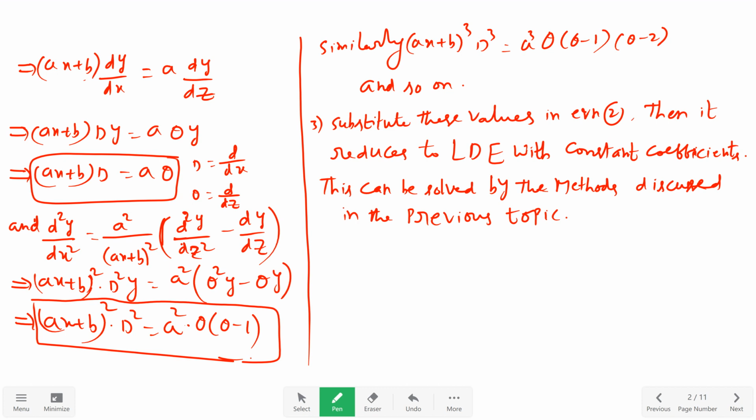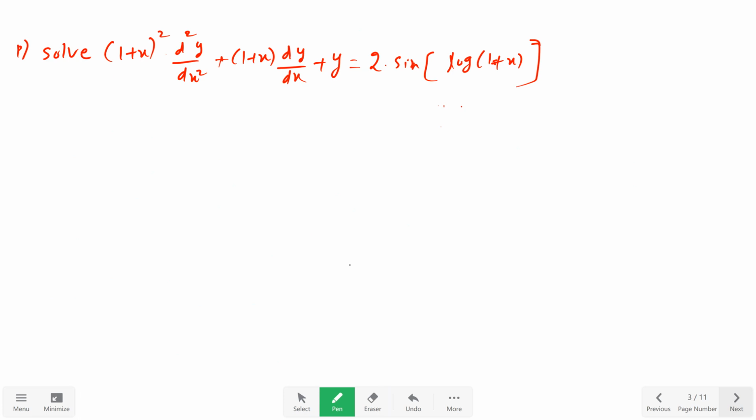So substitute these values in equation 2. Then equation 2 reduces to a linear differential equation with constant coefficients. This can be solved by the methods discussed in the previous topic. So this is the procedure for finding the solution of Legendre's linear equation. Now I will explain how to find the solution of Legendre's linear equation by taking an example.